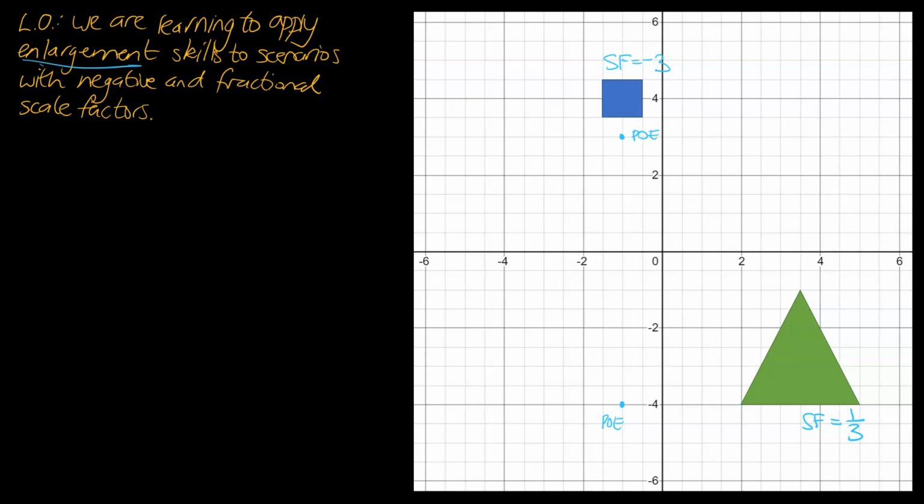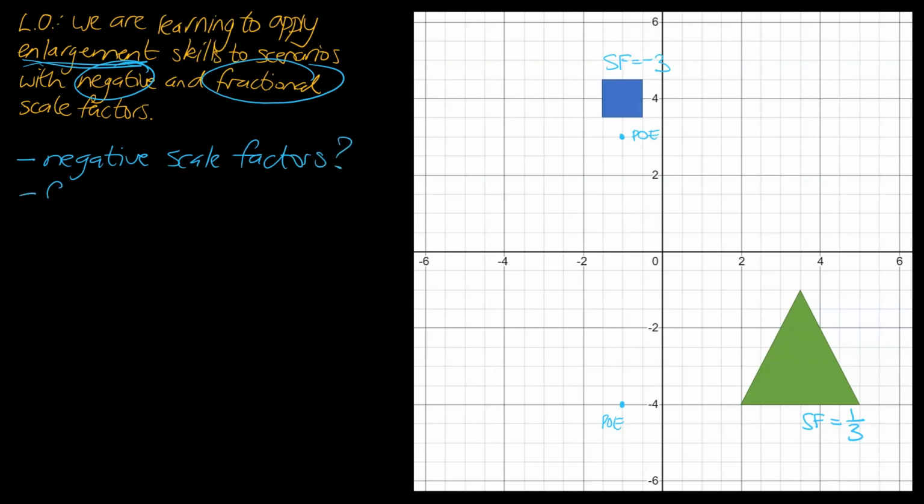This is our last video on enlargement, and our learning objective is we are learning to apply enlargement skills to scenarios with negative and fractional scale factors. The key thing to note is we do need to look at what happens when the scale factors are actually negative, and what happens if they are fractions as well. So we're going to get into both of those scenarios today, and then we're going to apply and try to give some descriptions of the transformations that have taken place as well.